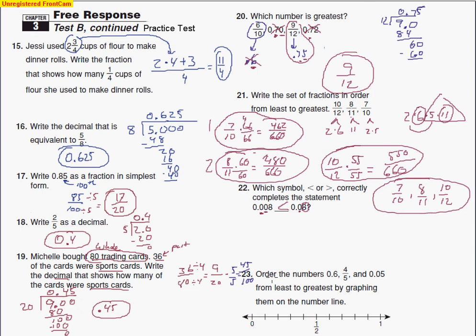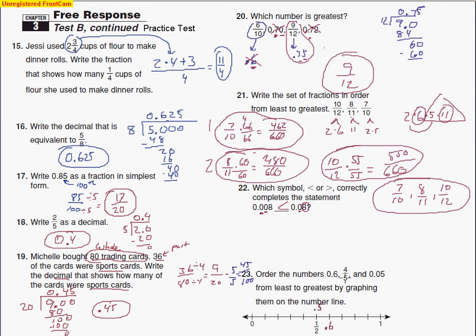And the last one, it says order the numbers 6/10ths, 4/5ths, and 5/100ths from least to greatest by graphing them on the number line. So let's go ahead, and we know that 1/2 is the same as 0.5. So this is 5/10ths here, so 0.6. Well, if we look at the graph, the intervals, if this is 1/10, 2/10, 3/10, 4/10, yes, this would be 5/10. So they're going by tenths. So 6/10 would be right here, right? Just to the right of the 1/2, because 1/2 is 5/10.